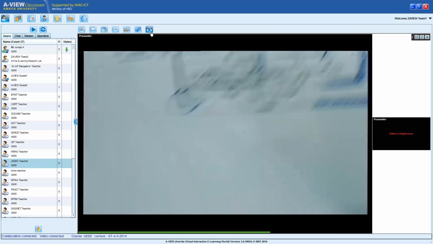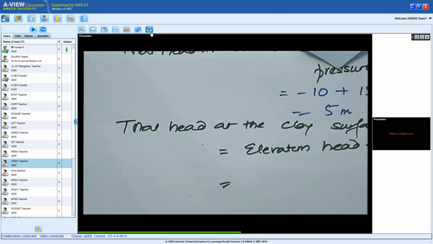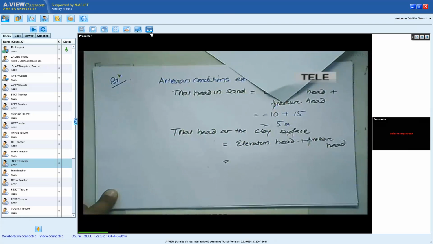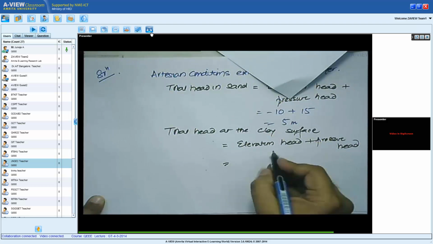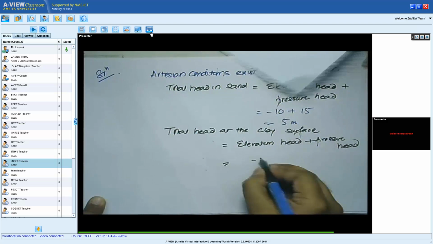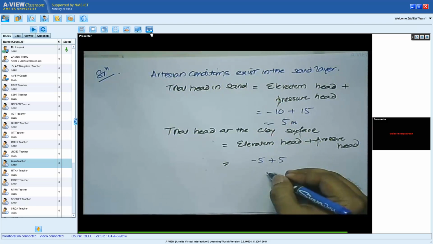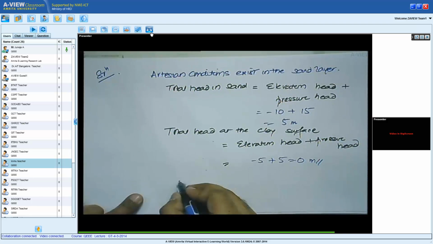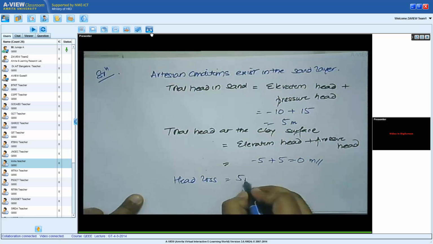So if I have to do this, total head equals elevation head plus pressure head. Okay, there's a person next to me doing this magic. So elevation head is minus 5, pressure head is 5, okay, minus 5 below datum, 5 meters above, so total head is 0 meters. What about head loss? It is the difference between the two. So 5 minus 0, so I have 5 meters.